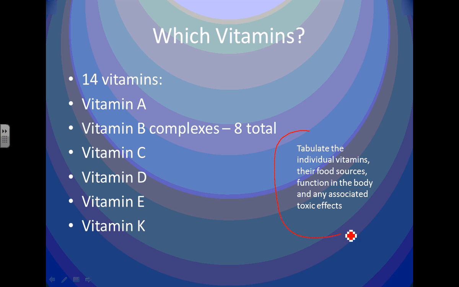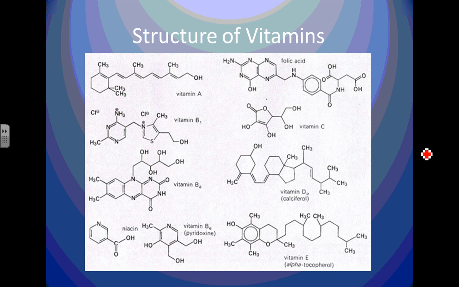It's probably a good idea for you to tabulate the individual vitamins and their food sources, their function in the body, and any associated toxic effects. I don't know where you'd find any information like that. Maybe in one big table that already exists in your textbook. Good luck with that.